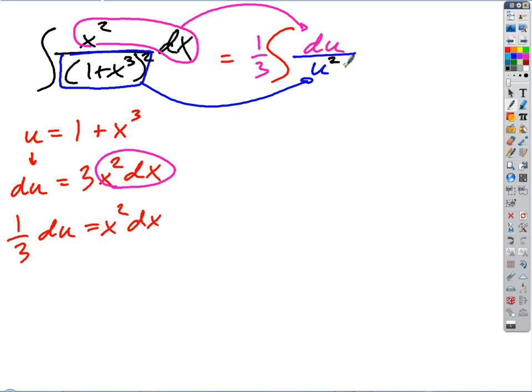Now, how would we do that integral? This goes back to earlier stuff in this chapter. How would we do that antiderivative there? We've got to rewrite it with u to the negative power. Yeah, it's just a power rule, isn't it? Right? So we end up with 1/3 times the integral of u to the negative 2 du, right? We could do that. What's that answer?